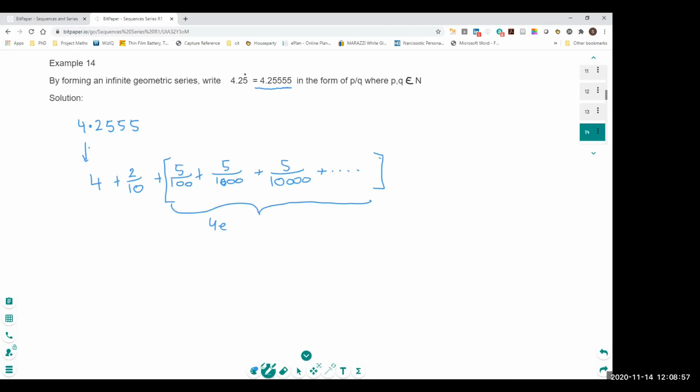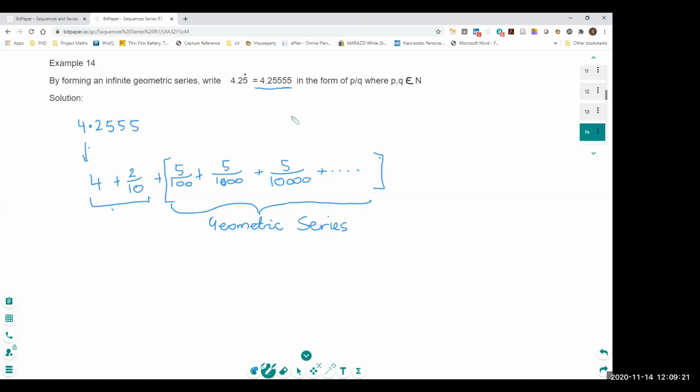So if we look at this section here, this part is our geometric series. And remember, you call it a series when they're all added together. It's just a sequence when they're side by side. So these first two terms don't form part of the sequence, but they do form part of the number. We can easily write this part as a fraction. We've got to work on the geometric series part.